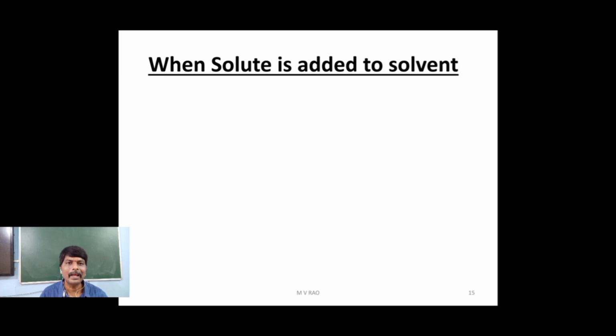After 40, what will happen? If it is more than 40, is it possible? No. If anybody comes more than 40, they have to go outside. So when solute is added to solvent, initially dissolution takes place, concentration is increased.